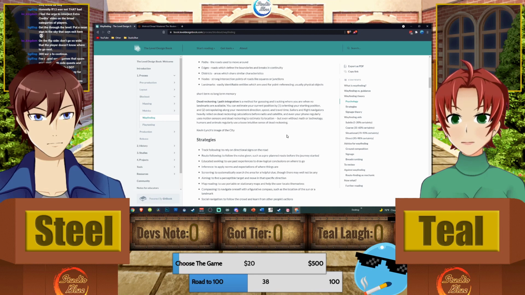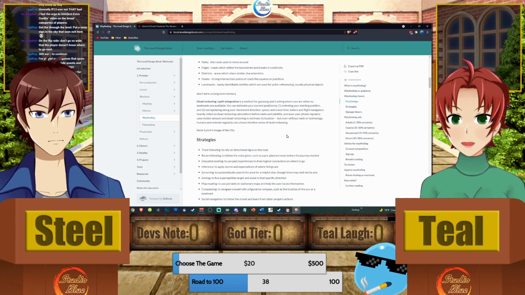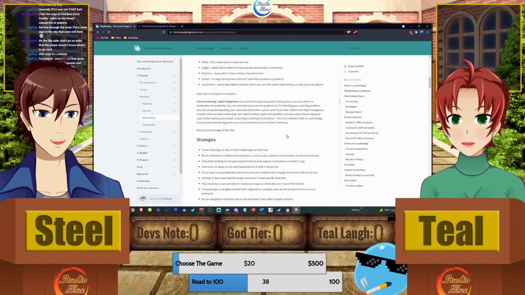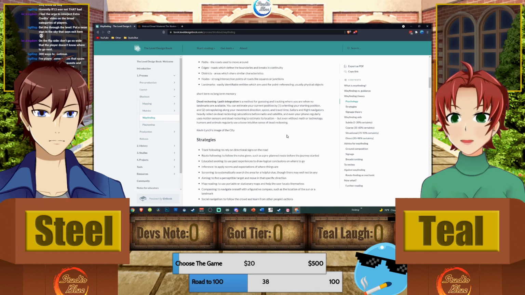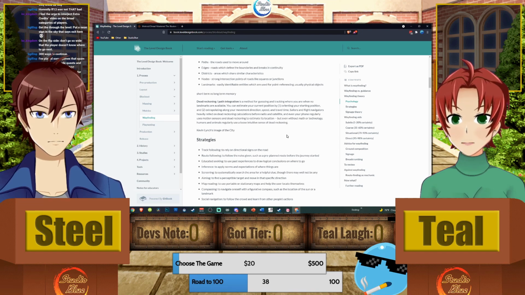Even if you don't have a landmark available, you can estimate where you're at, your current position. It tells you right there, orienting your starting position. This is where I am. This is what's around me. And then you can extrapolate where you're at along the way. You can extrapolate what your movement is by direction, speed, and travel time.